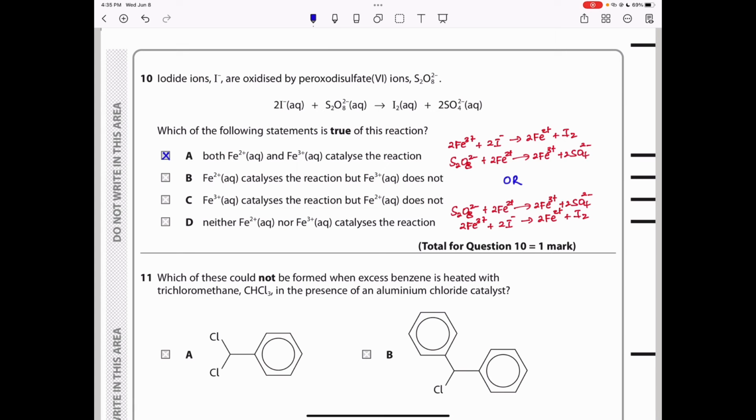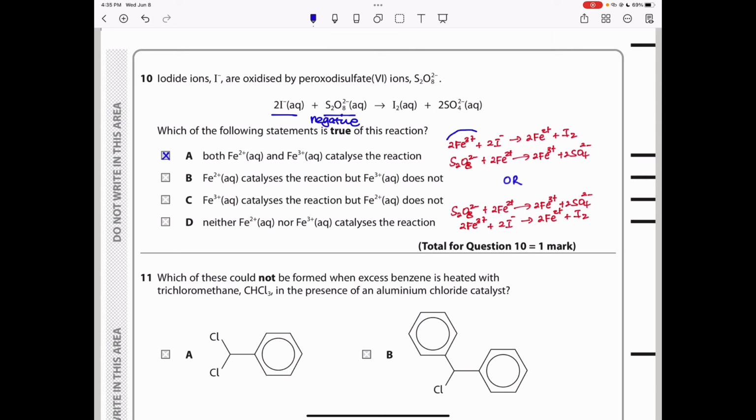The key thing, you have it in your textbook. The reason why we use the iron 2 or iron 3 is because both reactants are negative, and actually they're going to repel each other, making the reaction extremely slow. So to increase the rate of reaction, we use a catalyst, which is able to interact with the two.